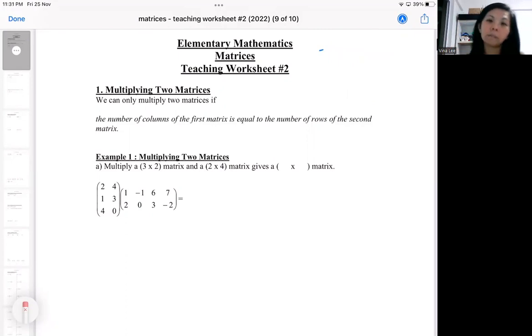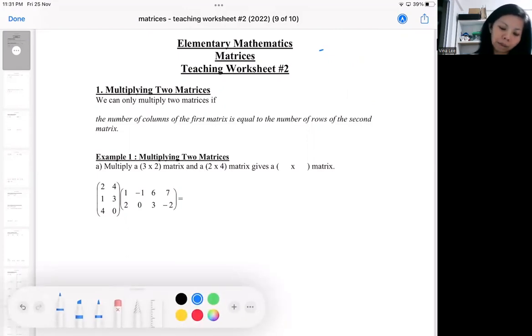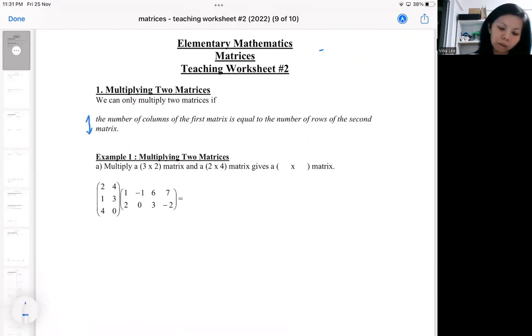First of all, not any two matrices can be multiplied. There is a condition to make the matrix multiplication work. If you read the condition: from the first matrix, we look at the number of columns, and it needs to be equal to the number of rows of the second matrix. It sounds quite complicated.